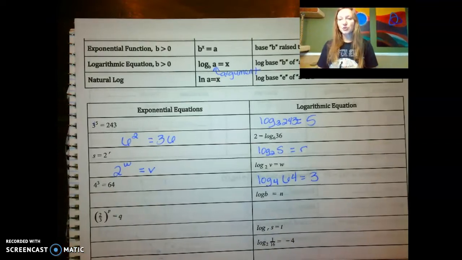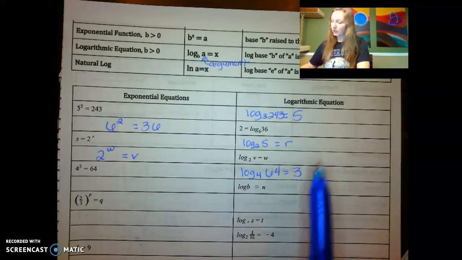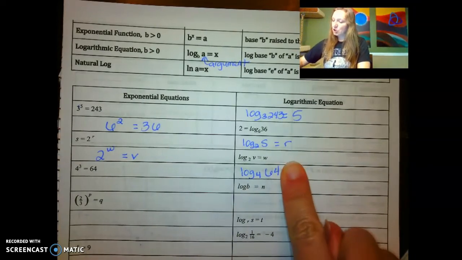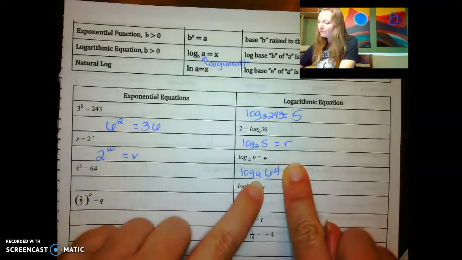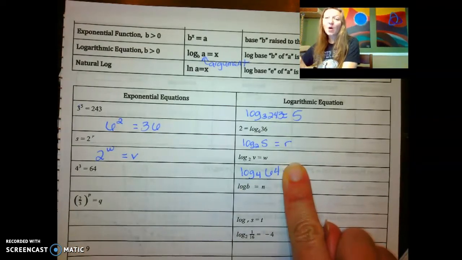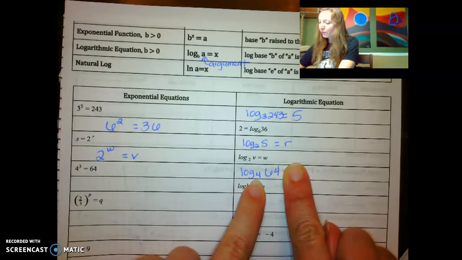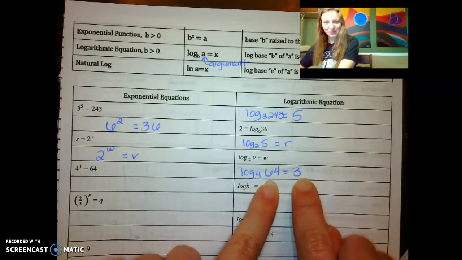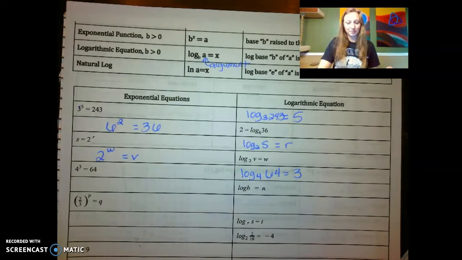Now today we're also going to be evaluating logs. So I want you to notice here that if I didn't know what this equaled, here's what you're going to be thinking. 4 to what power is going to equal 64? That's what a log means. That's what it's asking. Well, 4 to the third power equals 64. So that's how that log is going to work.